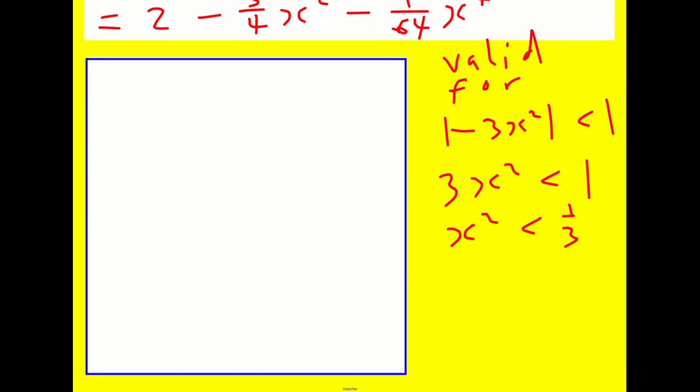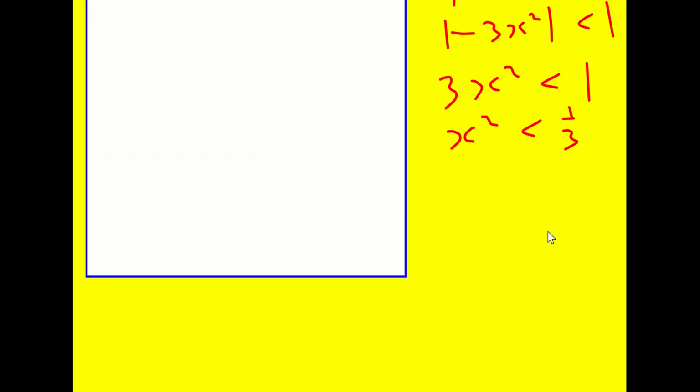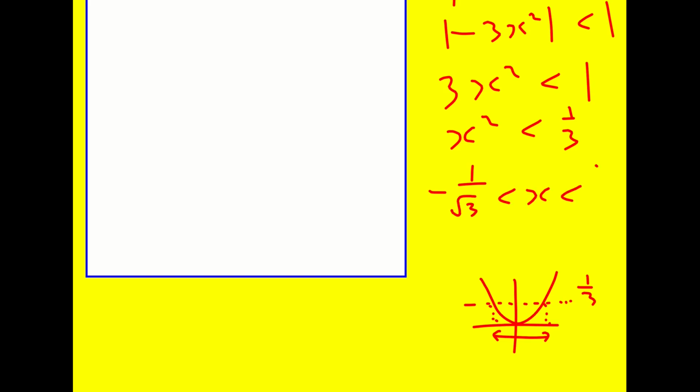And if you remember how to do this, well, you could solve it as a quadratic inequality. I think I'm not going to do that in this case. I can draw x squared, and I can look at where it's less than a third, and it's going to be in this interval here, and that is going to be when we take the square root, minus 1 over root 3 less than x less than 1 over root 3. Okay, that is my final answer.